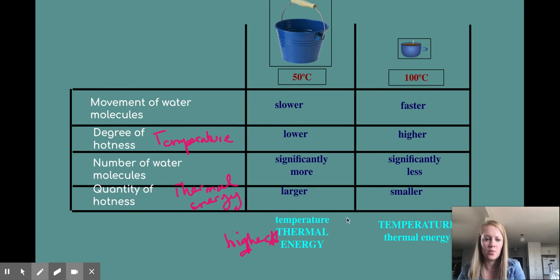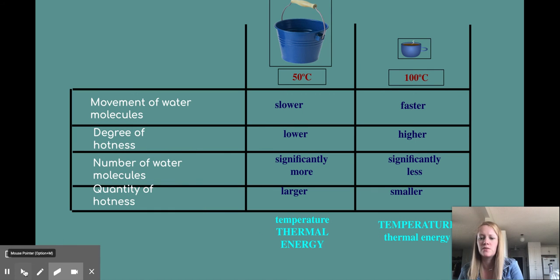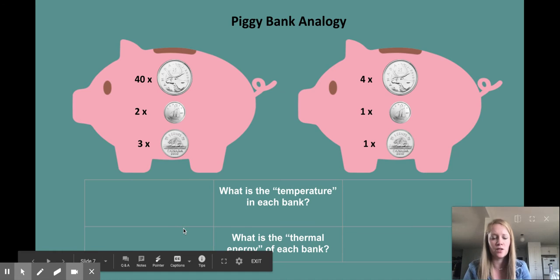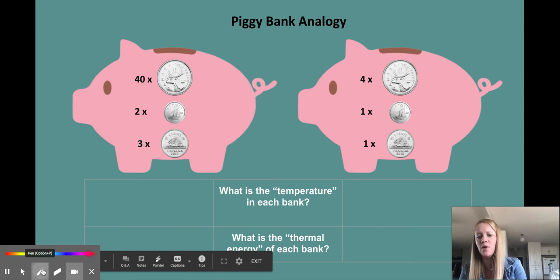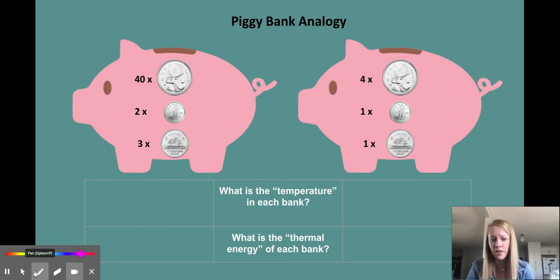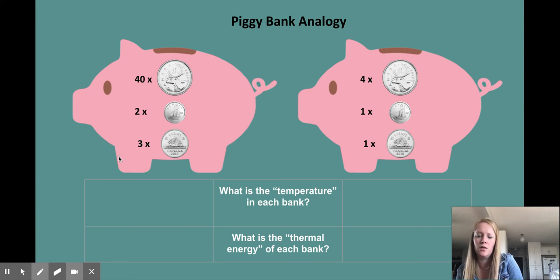And a lower temperature. And the teacup has a higher temperature and a lower thermal energy. So if I was to give you an analogy of this, we can think about this as if we were thinking about the particles like coins in a piggy bank. So this is one bucket and this is another bucket. So instead of imagining those little dots for particles, imagine coins.